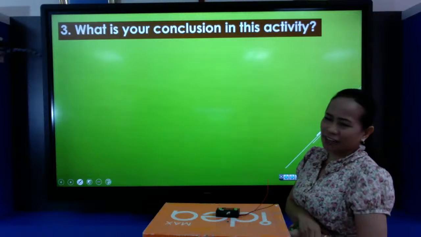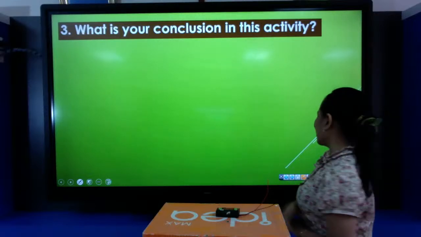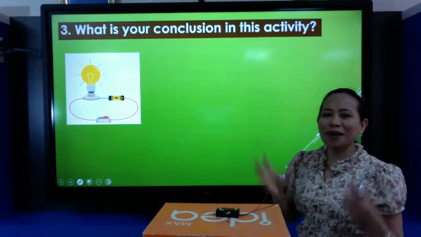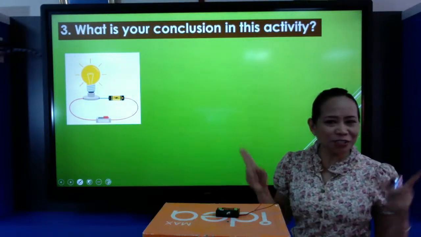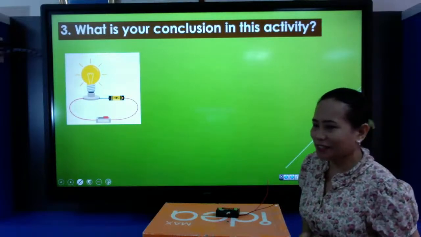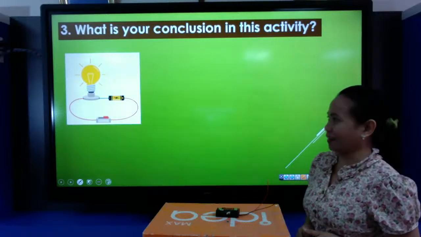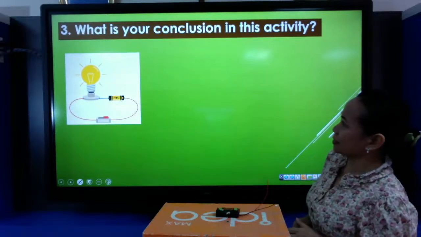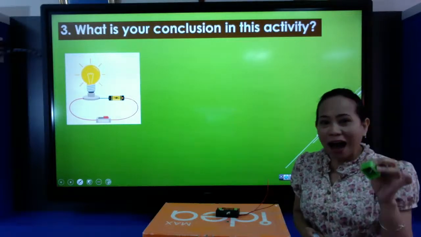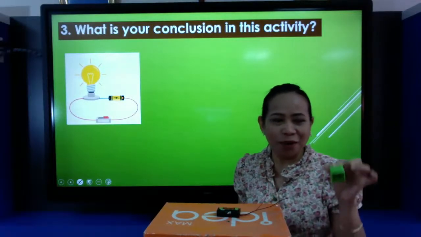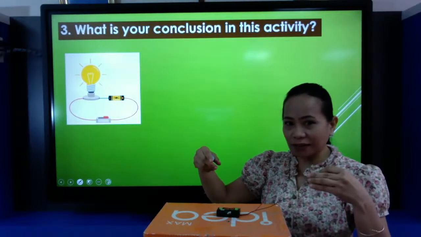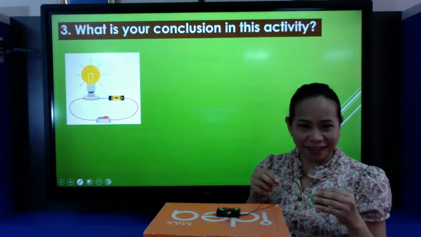What is your conclusion in this activity? Based on what you saw, who can make a short sentence? I'm going to read your answer if the answer is correct. I read only the correct answer. What is your conclusion in this activity? Meaning, how do we light up the bulb? What is the proper way the components connect to each other so that the bulb lights up?